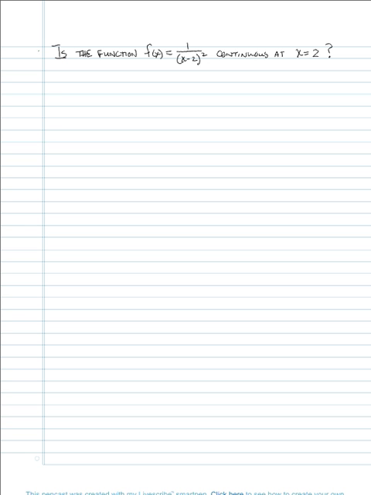As you can see here, the problem is stated as, is the function f of x equal 1 over x minus 2 squared continuous at x equal 2? And remember, there's three conditions we have to consider to decide whether it's continuous at x equal 2. The first condition is, we're asking the question, does f of 2 exist? Okay, that's the first question.